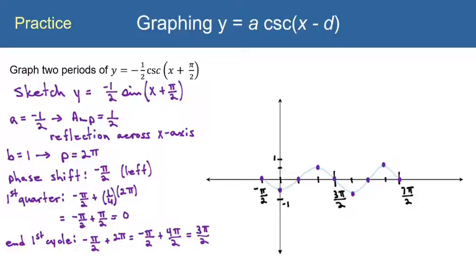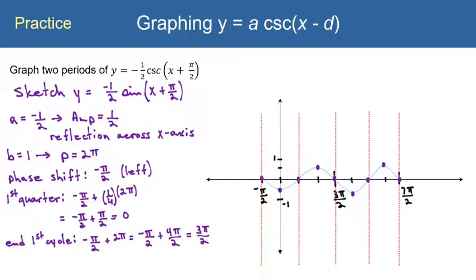And then let's go ahead and draw in our asymptotes at every x-intercept. And then we see we have negative values here, so the U will open down. Positive values here, so the U will open up. And so on. And there's our function, our graph.